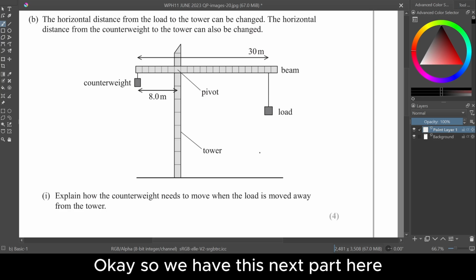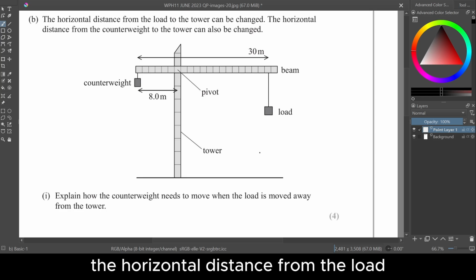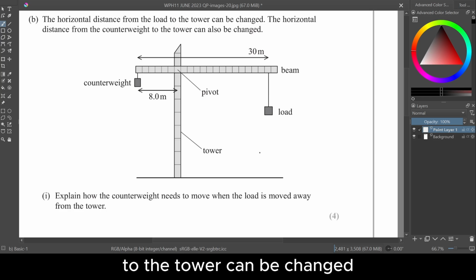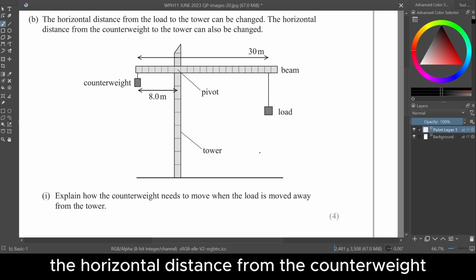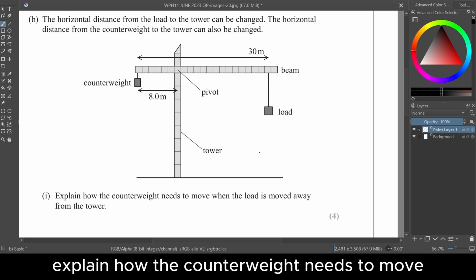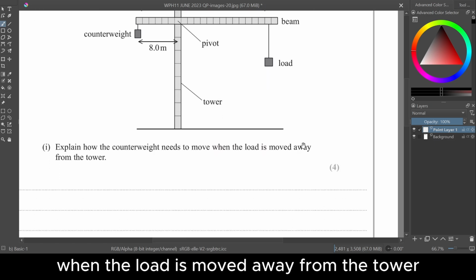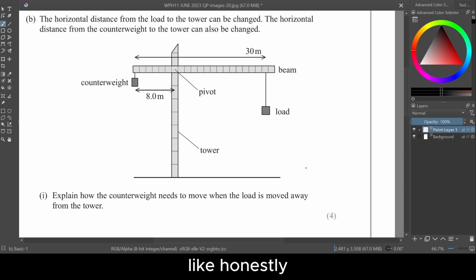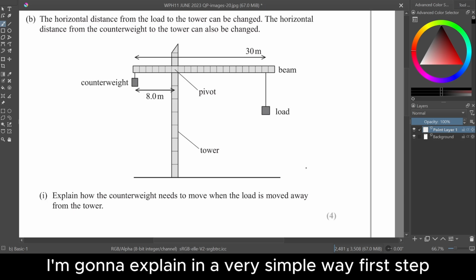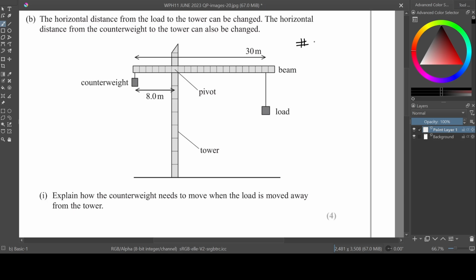Okay, so we have this next part here. The horizontal distance from the load to the tower can be changed. The horizontal distance from the counterweight to the tower can also be changed. Explain how the counterweight needs to move when the load is moved away from the tower. Very simple. Honestly, I'm going to explain in a very simple way. First step, okay?